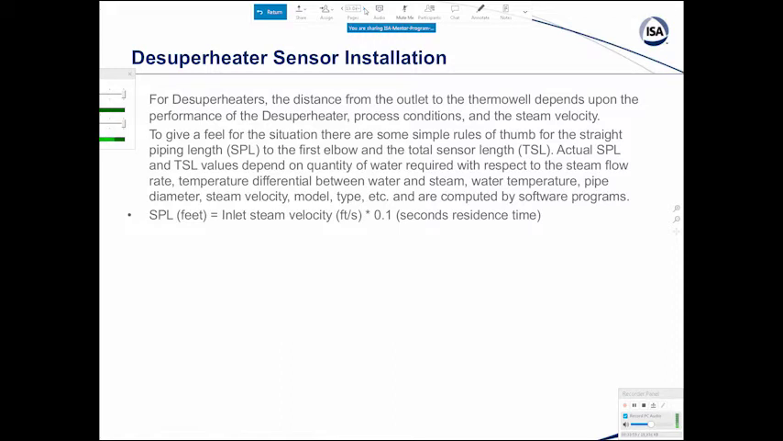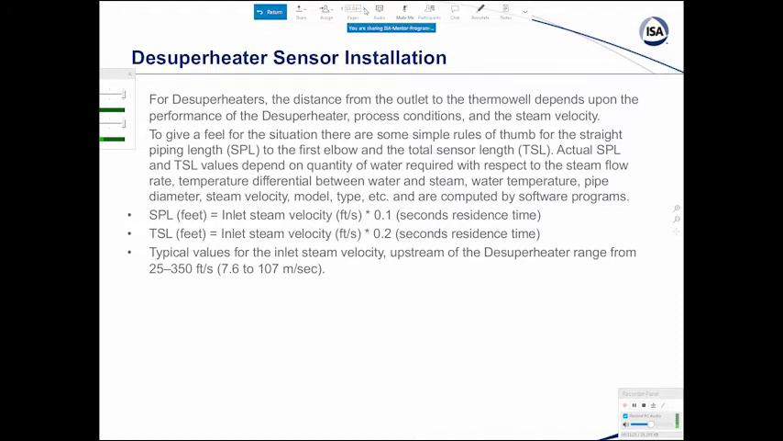The SPL in feet is approximately the inlet stream velocity in feet per second times 0.1, which is the seconds of residence time needed as a minimum. The TSL, the total distance to the sensor, is the inlet stream velocity times 0.2 seconds of residence time. So you can get an estimate as a check. Typical values for inlet stream velocity upstream of the superheater range from 25 to 350 feet per second. So the velocity is quite high, and you can get into some distances that are pretty appreciable.